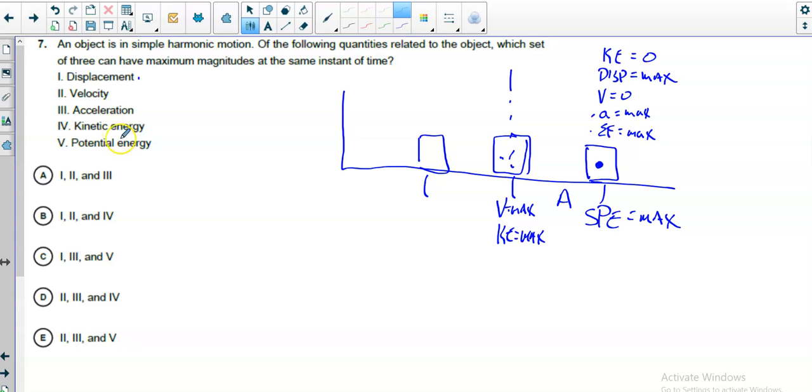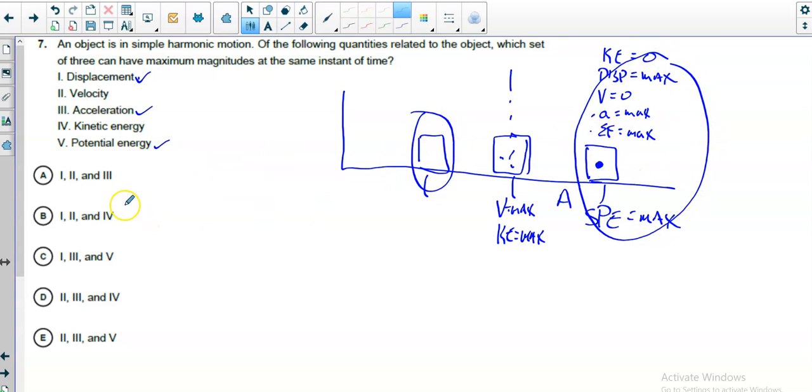But they want to know which ones are maximum. So I would go with, it is possible for acceleration at the end, potential energy, and displacement to all be maximums at one of the ends, either this end or this end. So I would go with 1, 3, and 5 if it's an option. There we go.